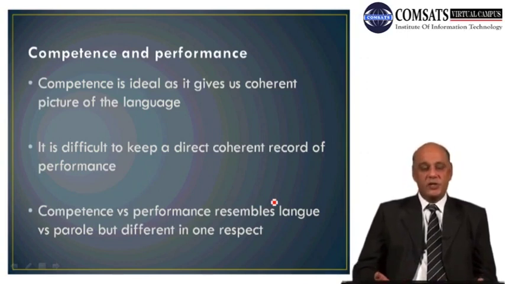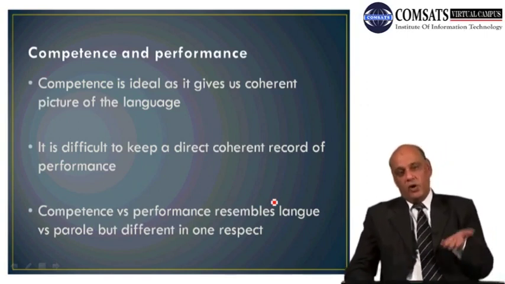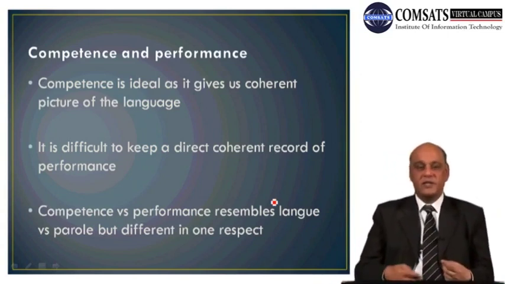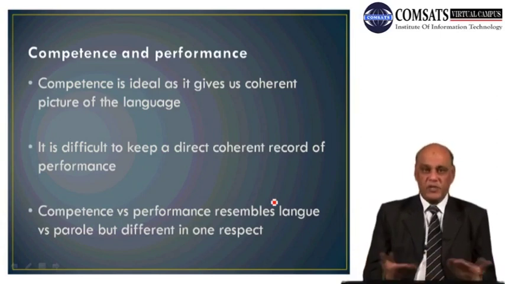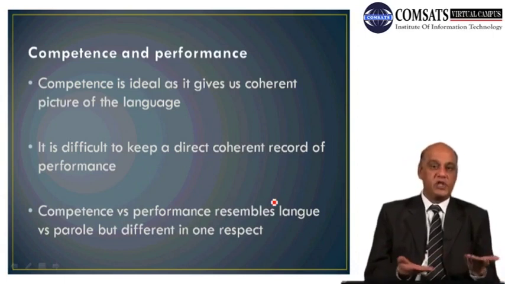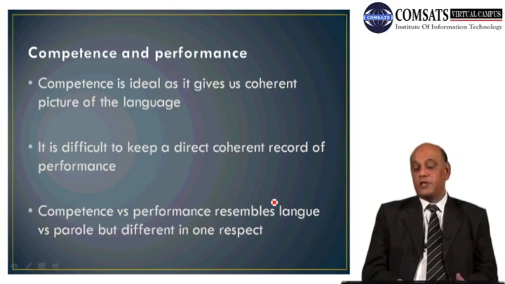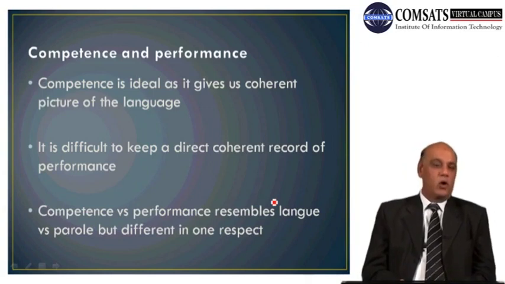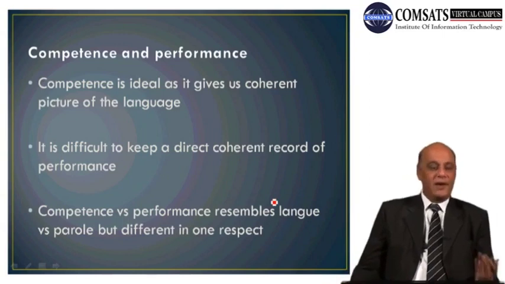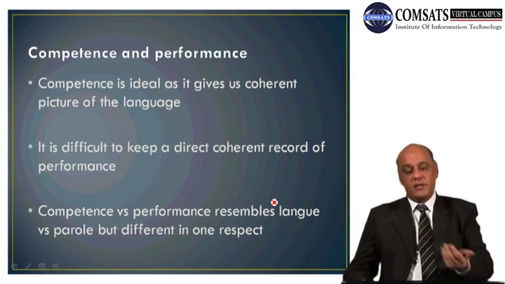Since performances change and performance is different in different situations, it's difficult to keep a similar record. You can't expect to have the same record of a variable thing. Since performance is variable, you can't have a fixed record. You will have a variable, changing record. Competence versus performance basically resembles Langue and Parole, but is different in one respect. So far, we have seen that the relationship between Langue and Parole is almost similar to the relationship between competence and performance.